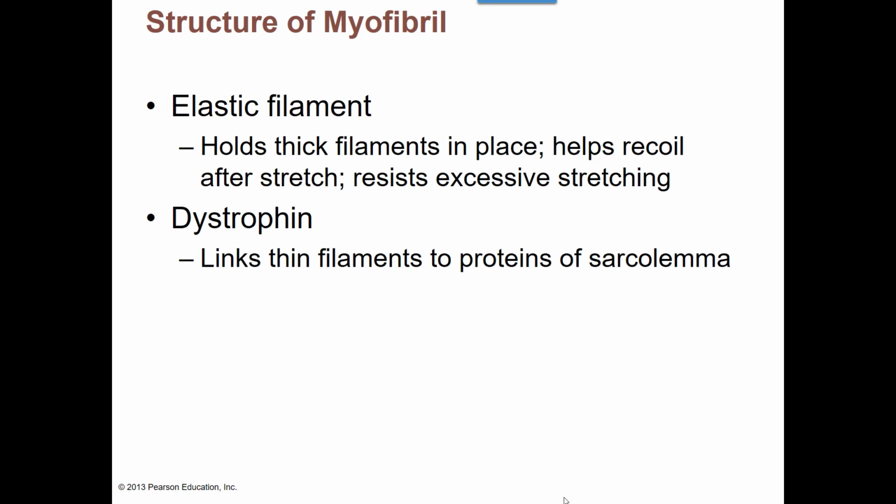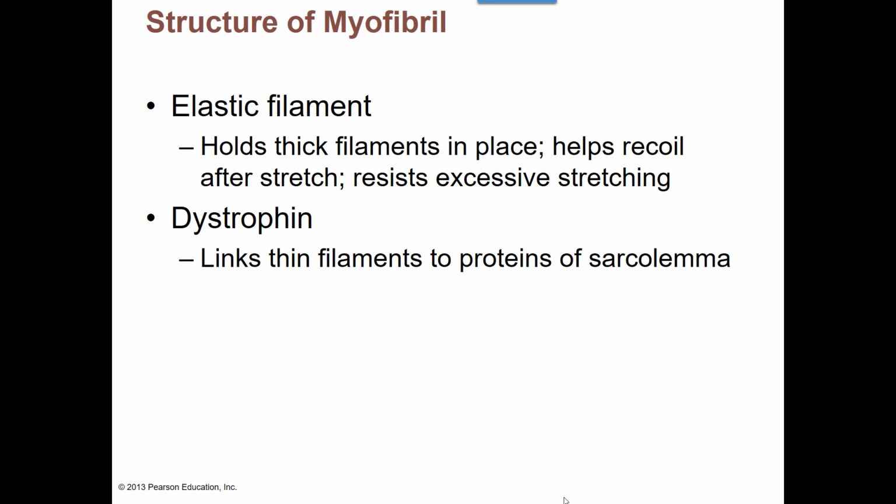Dystrophin links the thin filaments, the actin filaments, to the proteins on the cell membrane, the sarcolemma. And in turn, it's anchored to the extracellular matrix. So it's another protein, but it just links those thin filaments. Those thin filaments at some point have to attach to something, and they do eventually attach to that plasma membrane, the sarcolemma of the muscle cell itself.